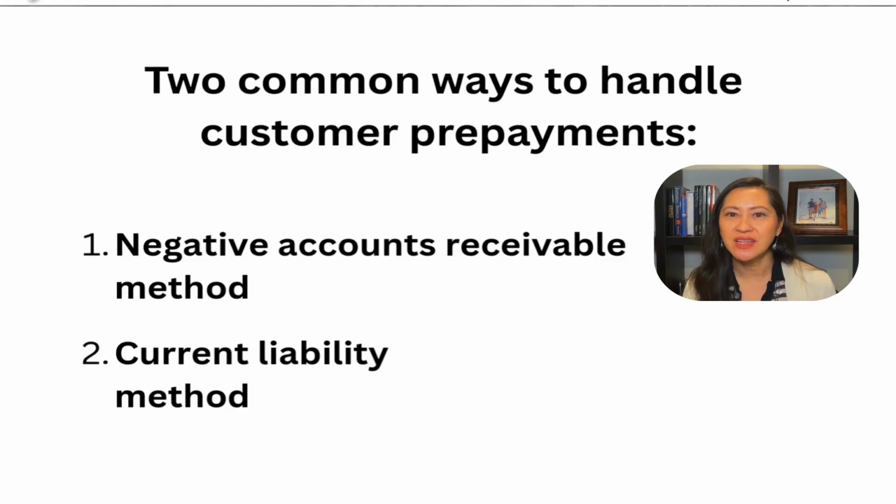Method 2 is the current liability method. This is the method I prefer. Instead of negative accounts receivable, deposits go into a customer prepayment liability account. Revenue is recognized only when the work is performed. No unapplied cash payment issues, cleaner reports. It does take more setup, but it's worth it.